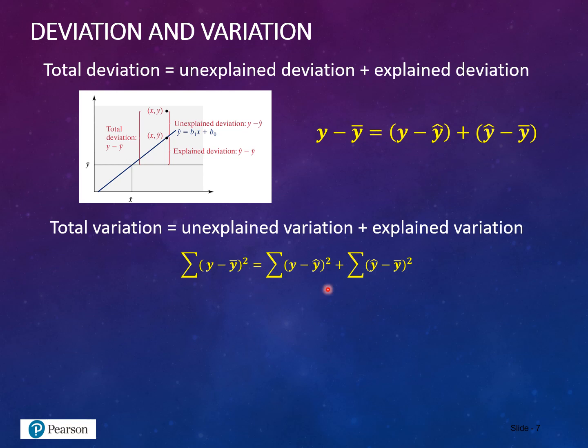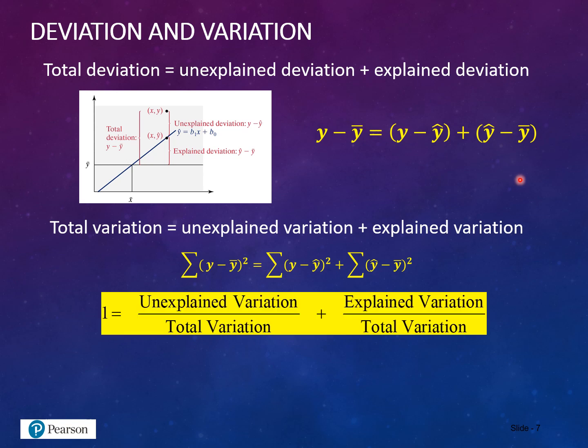equals the unexplained variation, y minus y hat squared and then added up for each observation, plus the explained variation, which is y hat minus the mean of y squared, summed up as well. Okay, so we're going to do a little algebra here, and notice if we divide each term by total variation, which is what's on the left side of our equal sign here, we get 1 equals unexplained variation over the total variation plus the explained variation over the total variation. Again, here's the total variation.